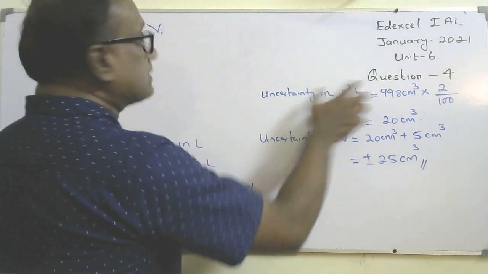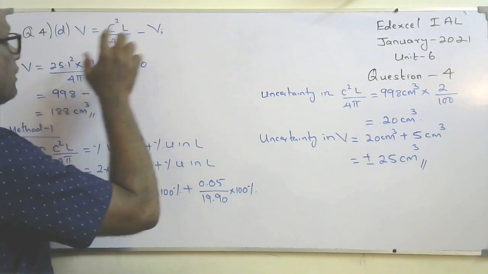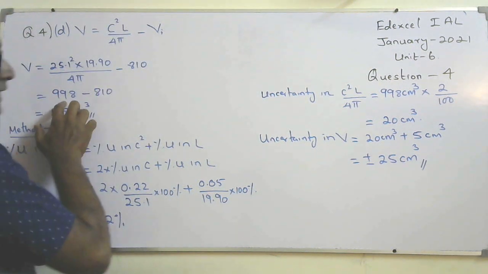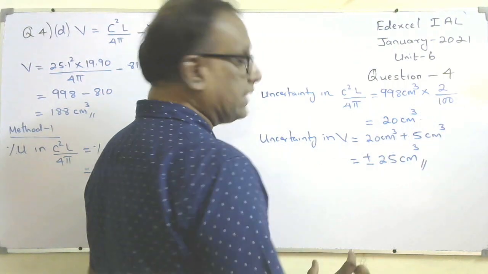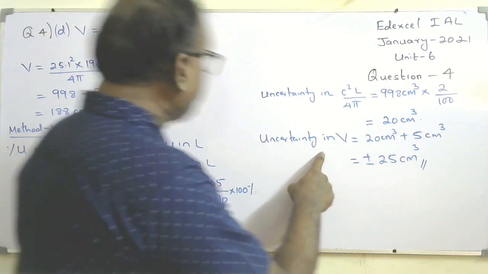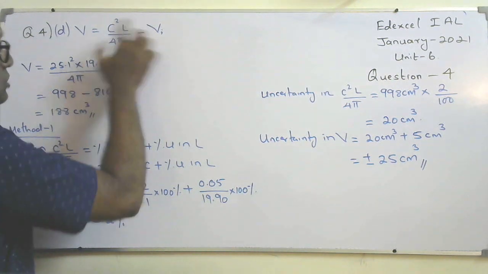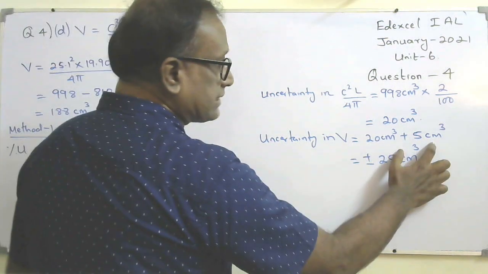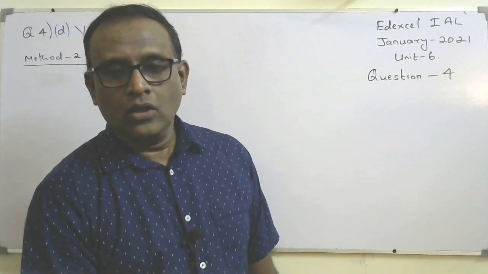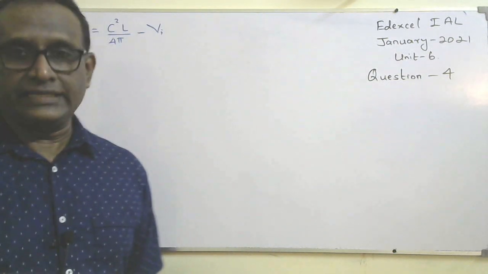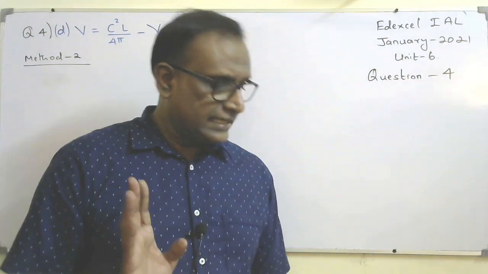So for uncertainty, the value of C squared L over 4 pi is 998 cm cube, into the percentage uncertainty, you will get the uncertainty, right? So uncertainty in V means uncertainty in this one plus uncertainty 5 cm cube, which gives 25 cm cube. Okay, so the second method to find the uncertainty in volume, we found it already, that is 188 cm cube.